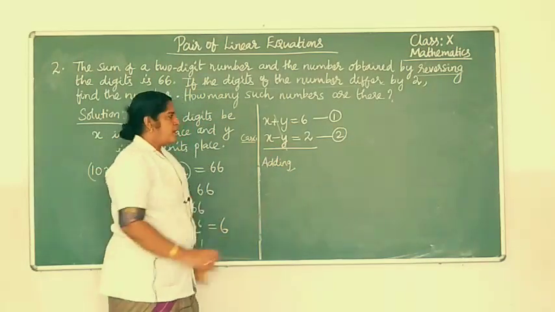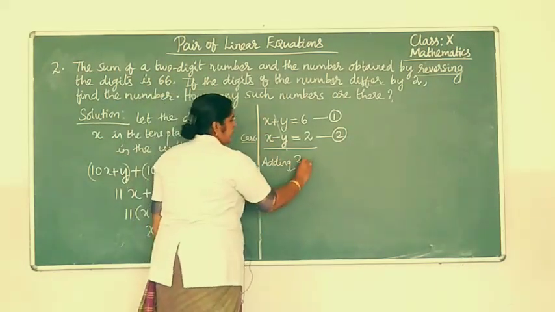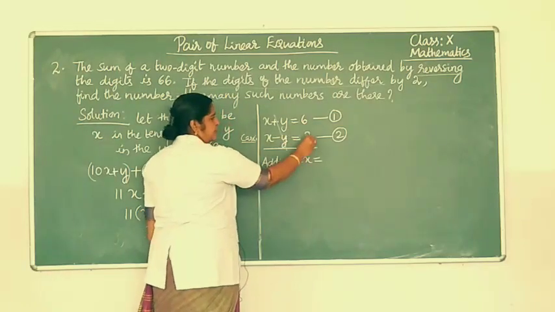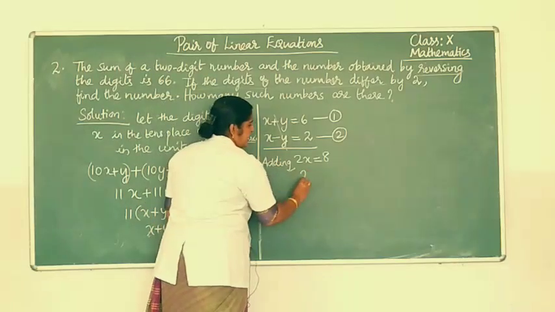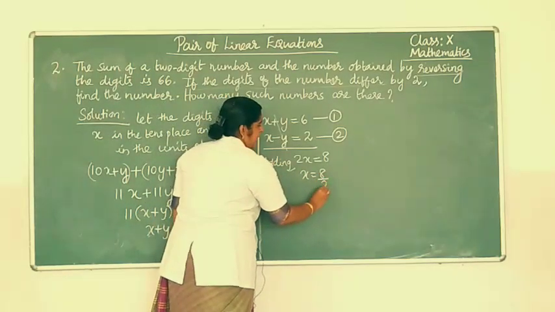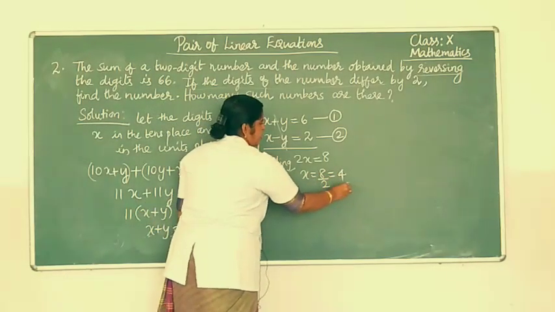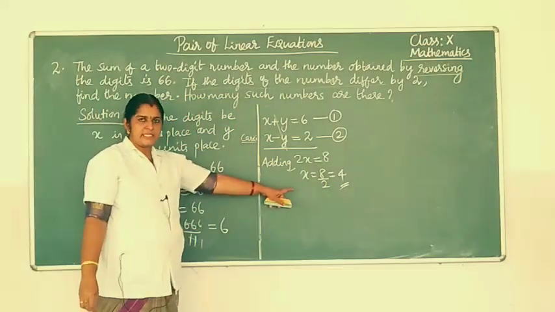So addition, what is x plus x? 2x equal to 6 plus 2 is 8. 2x equal to 8. What is x? 8 by 2, that is 4. So we got the value of x is 4.